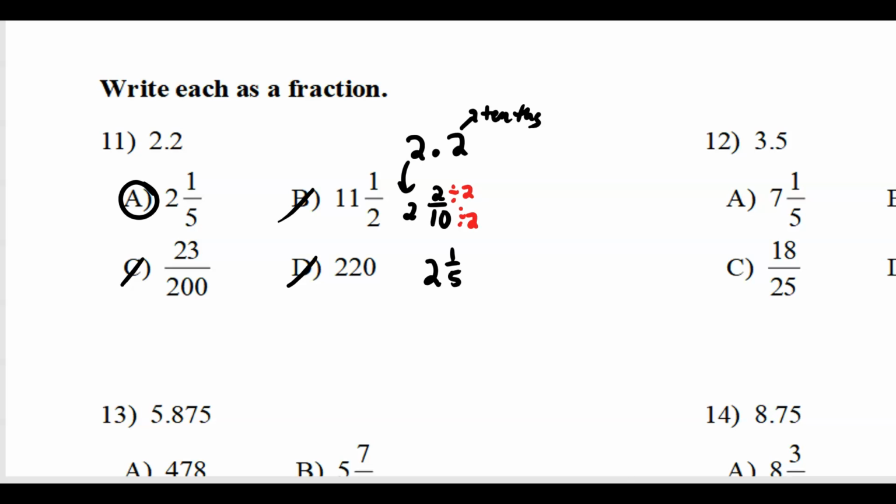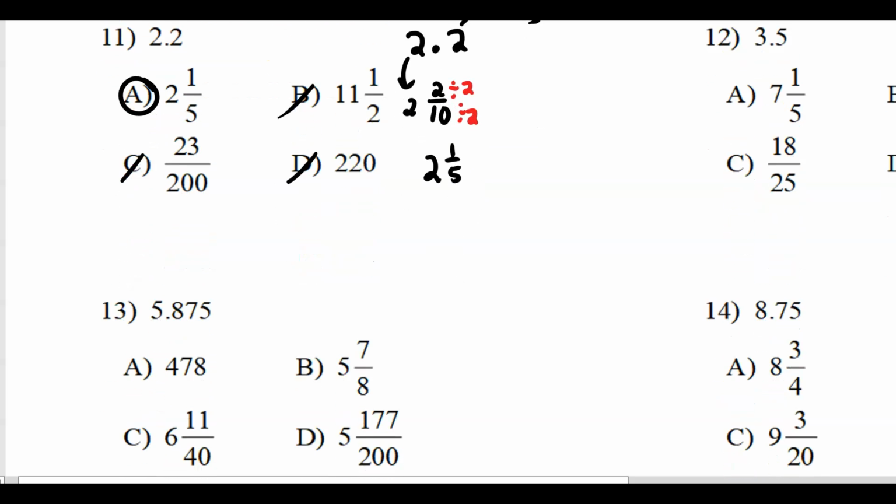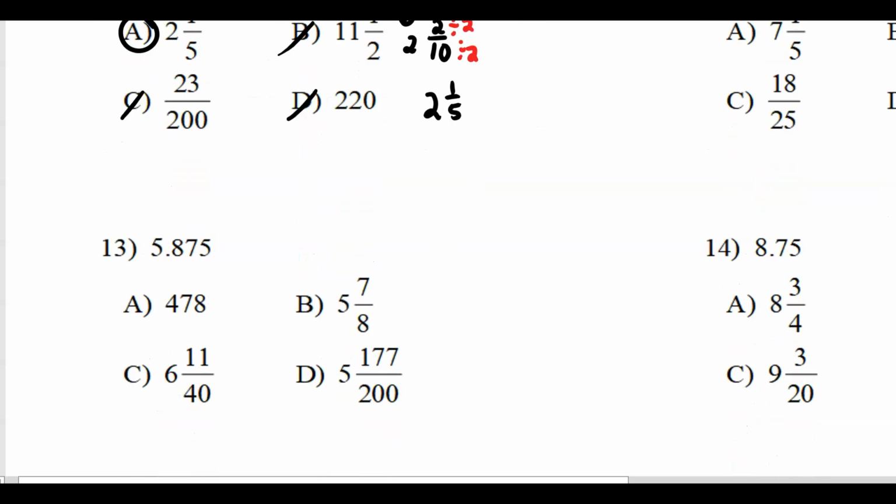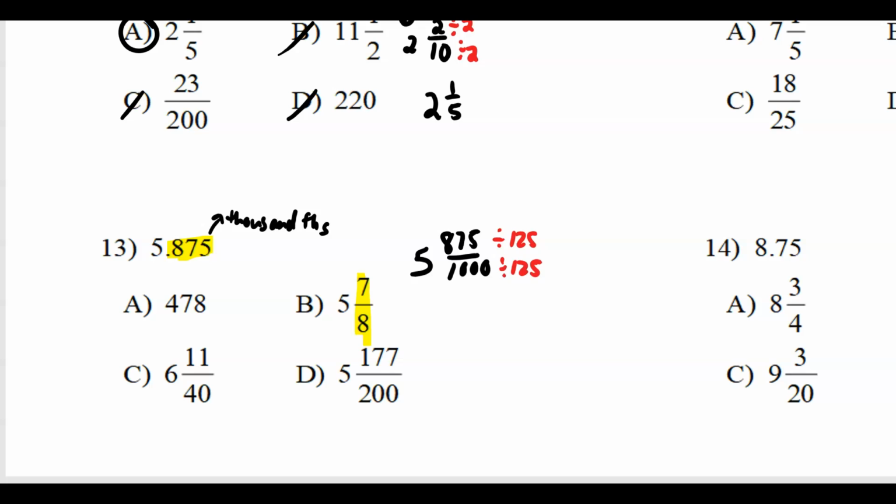Right? Now, if you take a look at a problem like 13, you might be saying, whoa, Mr. Mason, that 5 is in the 1,000th spot. Well, you are correct. So you'll be writing something like 5 and 875 over 1,000. And that would be pretty difficult to simplify. You'd actually have to end up dividing by 125. But again, this is one where you just want to memorize 0.875. That falls in with 7/8, right?